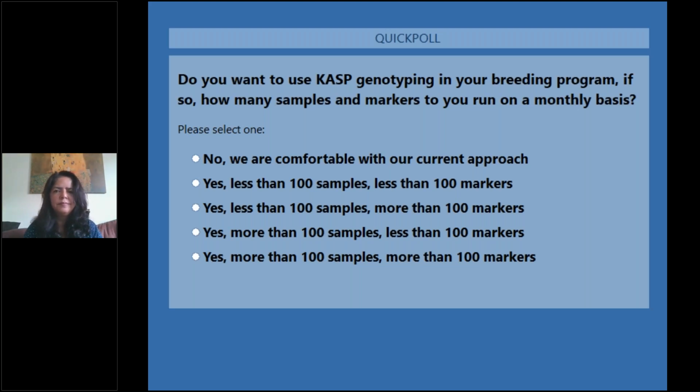The question for you is, do you want to, or maybe you already are, using KASP genotyping in your breeding program? And if so, how many samples and markers do you usually run on a monthly basis? Do you run less than 100 or more than 100 samples? And then how many markers? Is that less than 100 or more than 100 markers on a monthly basis? There's a little bit of variation here, right? And then maybe you're comfortable with your current approach that does not use KASP. If that's the case, then you can go ahead and select the first one. And we look forward to seeing the results.